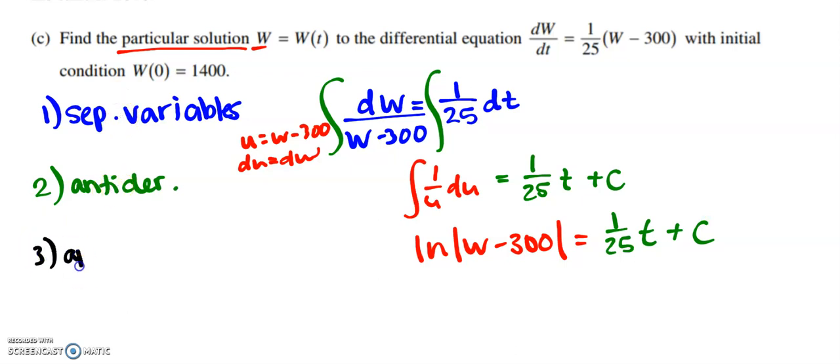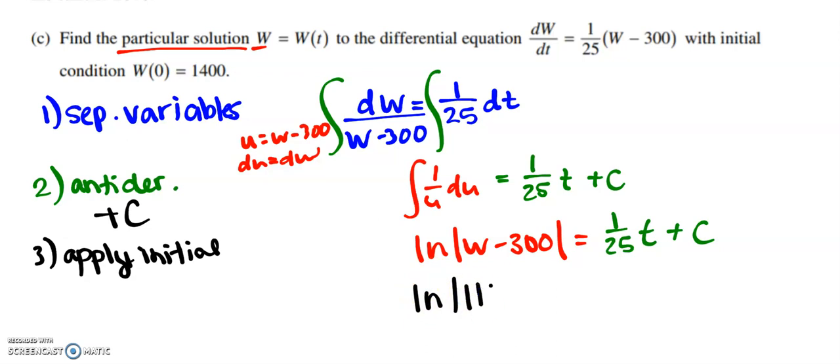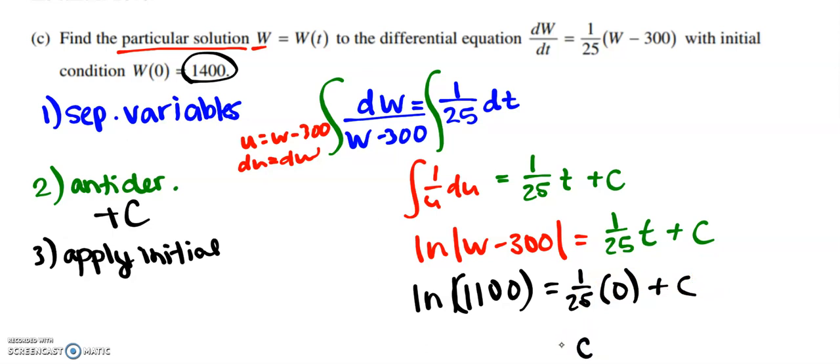Step 3 is apply your initial condition. Ooh, technically make sure you have your plus c. Then we're going to apply our initial condition. So the natural log of 1100, because W is, those can be parentheses now because we have the positive value, right? 1400 went in, equals 1/25 times 0 plus c. So we just found our c is equal to the natural log of 1100. I'm going to write that a little clearer.